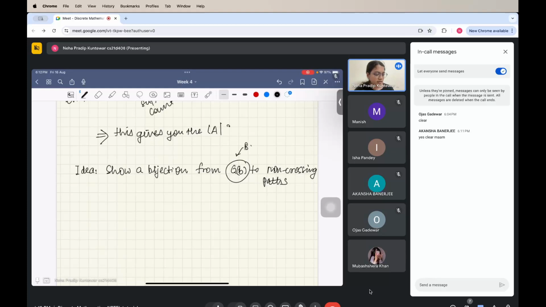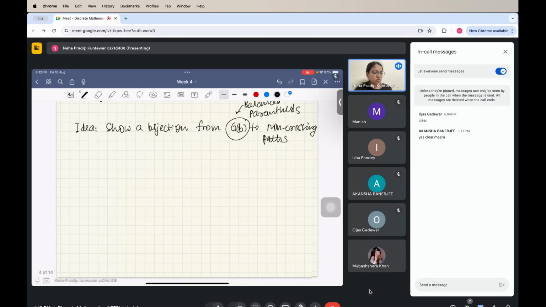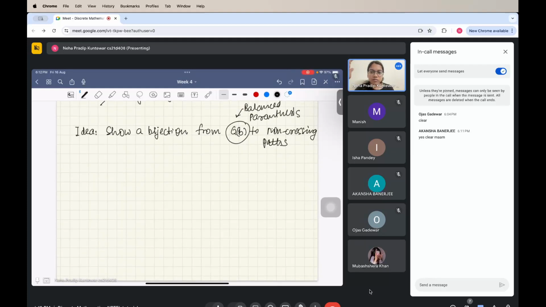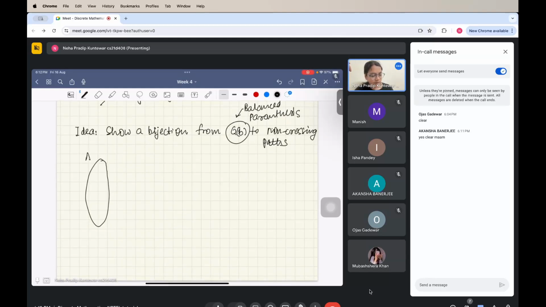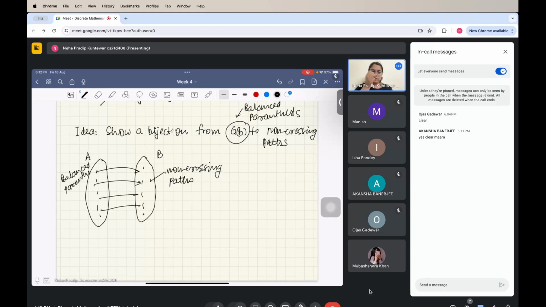So this is your balanced parenthesis problem. Does anybody have any idea how to define this function f, which goes from, so in this case on side A you have all possible balanced parentheses, and on the right side you have the set of all non-crossing paths, not crossing the diagonal. So does anybody have any idea how to associate this?